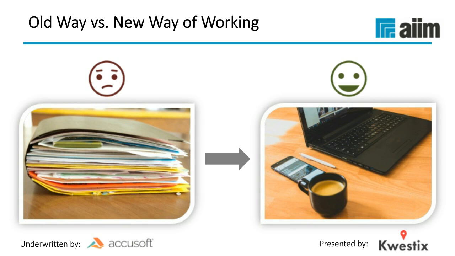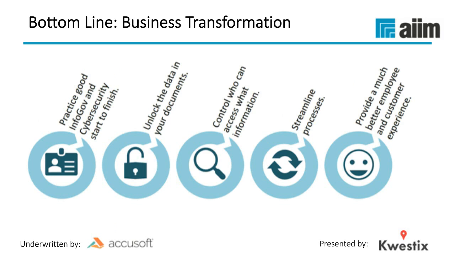But today we ought to be able to access the right information on whatever device we happen to be using at the time, whether it's mobile, laptop, or some other way we get the information. But you can only do that if you capture things and route them properly the first time. So bottom line is transformation.